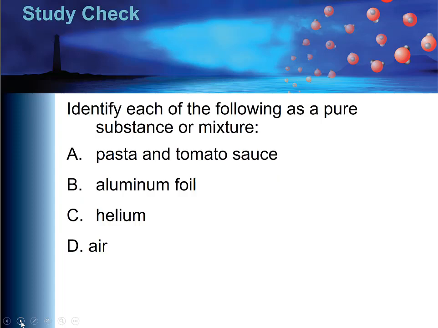So we have these four things and we want to try to classify them. The first one's pasta and tomato sauce. Second one, aluminum foil. Third one is helium. And the fourth one's air. So take a little bit of time and see what you think about those.